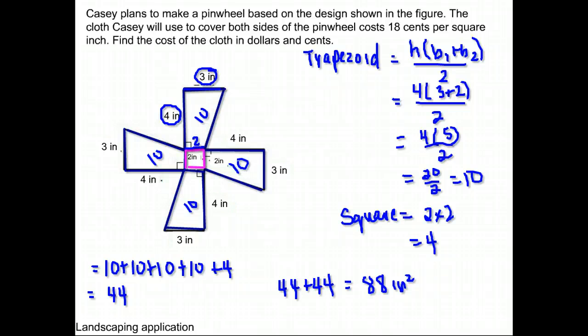Okay, the cost is 18 cents for every square inch. So when we find our cost, we're going to take our total area for the front and the back times the cost is 18 cents. So make sure you put that as 0.18 because 18 cents that would look like that. If you put 18, you're going to get a huge answer. Okay, how much is it going to cost him to cover that pinwheel, front and back?